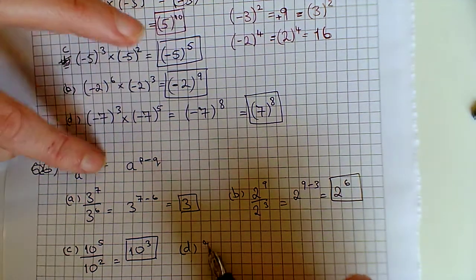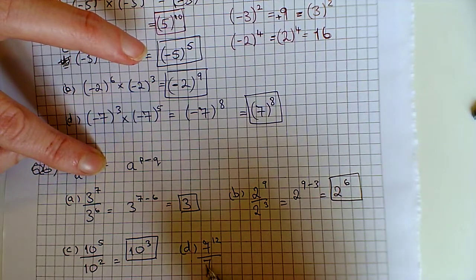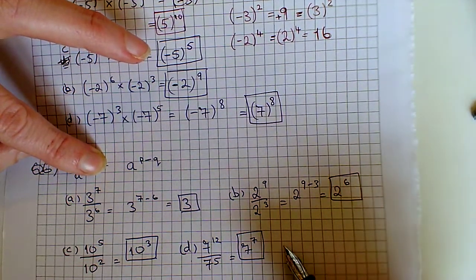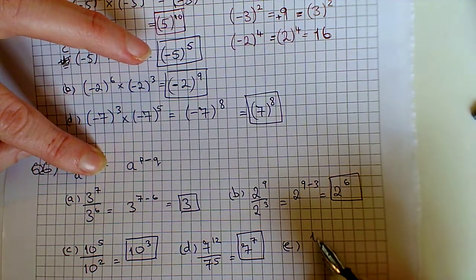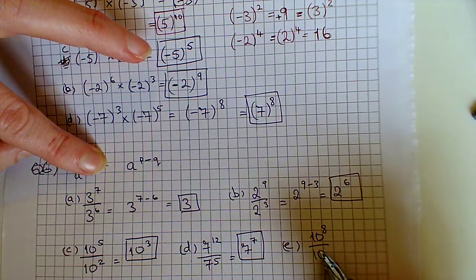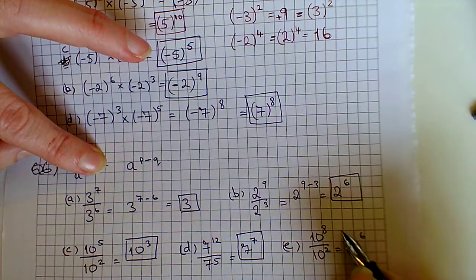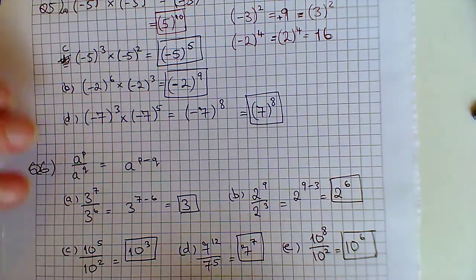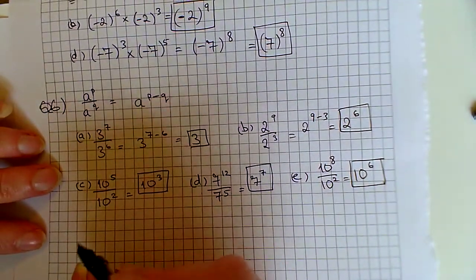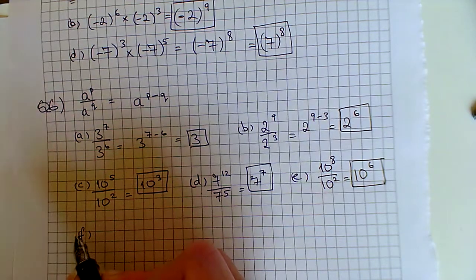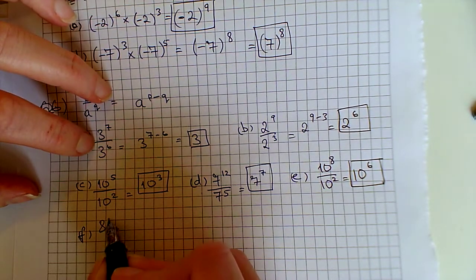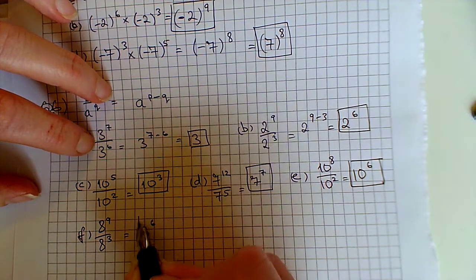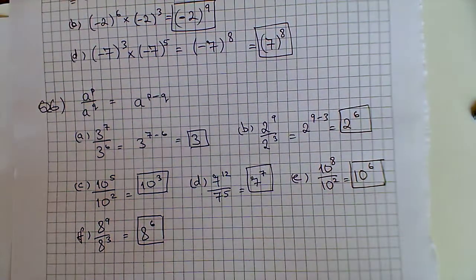Part D, 7 to the power of 12 over 7 to the power of 5 is 7 to the power of 12, take 5, 7 to the power of 7. 10 to the power of 8 divided by 10 to the power of 2, that's 10 to the power of 6, or a million, 6 zeros. Gives me a million. And part F, 8 to the power of 9 divided by 8 to the power of 3, that's 8 to the power of 9 minus 3, or 8 to the power of 6.